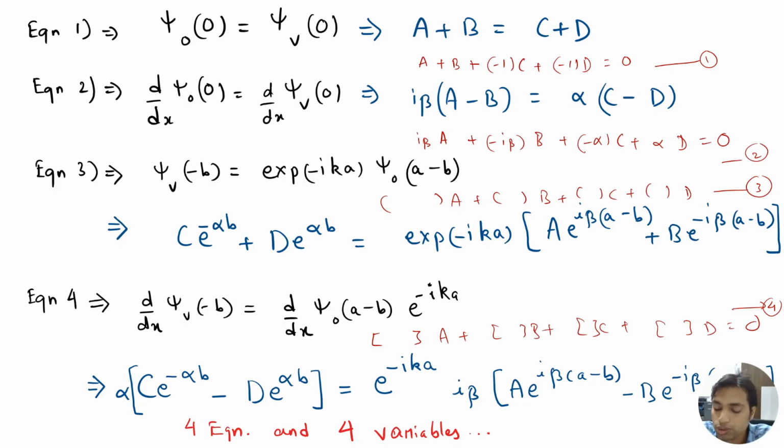So since there are four equations and four variables, and it is a system of linear equations, this system of equations will have a solution when the determinant of its coefficients is equal to 0. So this is a statement from linear algebra.